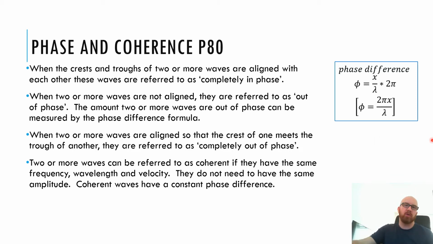And we'll look at that at Higher, didn't we? So the phase difference formula is phase difference equals x over lambda times 2 pi. So your phase difference is 2 pi x over lambda, and x is your horizontal displacement between the two points.